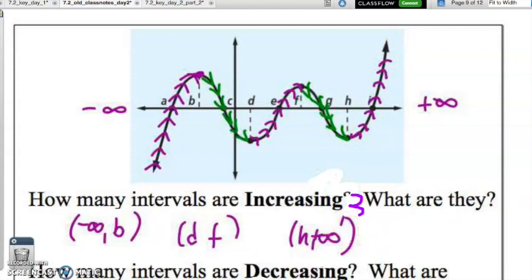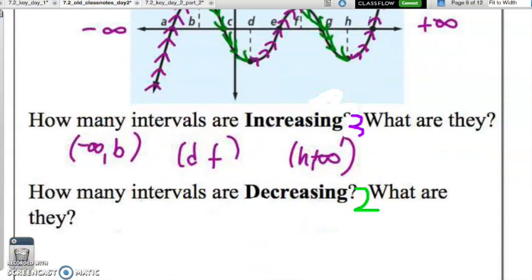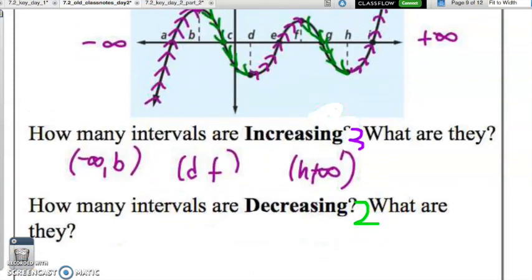Now let's look at where the graph is decreasing. How many intervals is it going downward? I see one here from B to D, and another one here from F to H. So it decreases for 2 intervals. And then what are the names of those intervals? Well, it looks like B to D. And then the other one is from F to H.